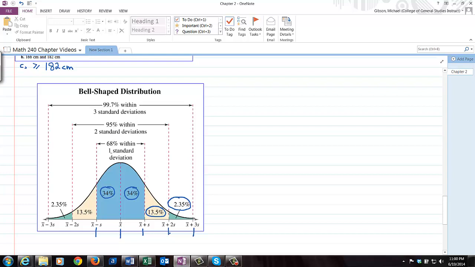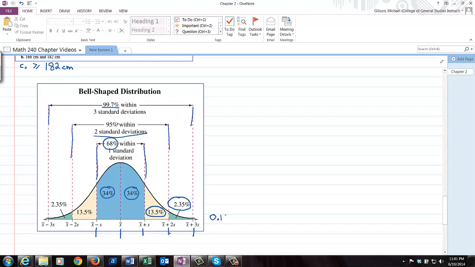Up here they group it. Between 1 below and 1 above, or in other words, within 1 standard deviation, 68%. Between 2 standard deviations below and 2 above, or within 2 standard deviations, 95%. And then the same thing out here, within 3 standard deviations, 99.7%. So here's the thing that's not clear. 99.7% is not all the data. All the data would be 100%.